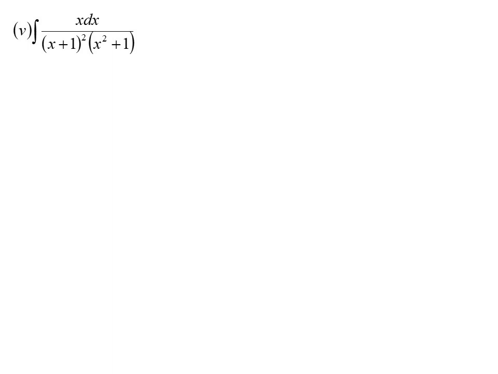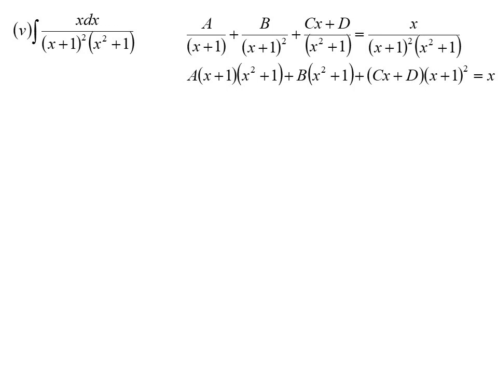Alright, here's one that's already factorised for me. But we notice we have the x plus 1 squared, so we have a repeated root on there. We have to create a fraction for both the x plus 1 and the x plus 1 squared as well. And we have a third fraction, x squared plus 1, which will have a linear function on the top, and all of that equals our x on x plus 1 squared, x squared plus 1.